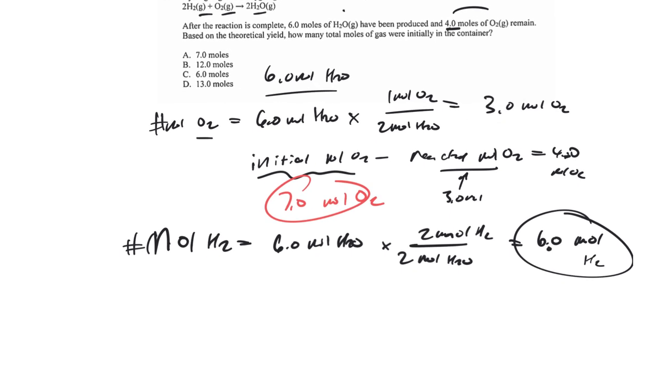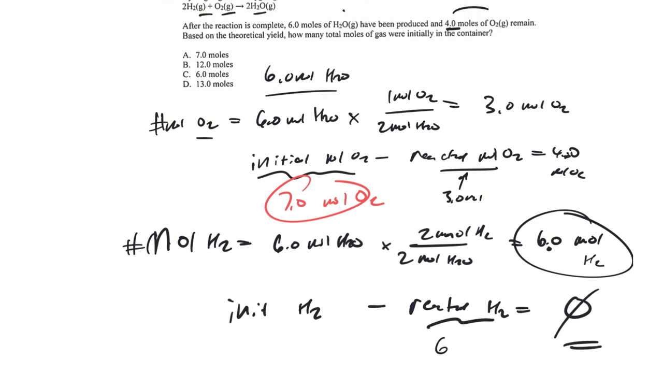So my initial H2 minus the reacted H2 has to equal 0 because there's none of it left over, because if the reaction hit its theoretical yield, one of the 2 reactants had to be consumed. So the hydrogen's the consumed reactant because the oxygen was left over. And so we had to have 6 moles here that reacted, so we had to initially have 6 moles available before the reaction started. Okay, so initially here we would have 7 moles of O2 and 6 moles of H2. And so the answer to the question here is 13 moles.